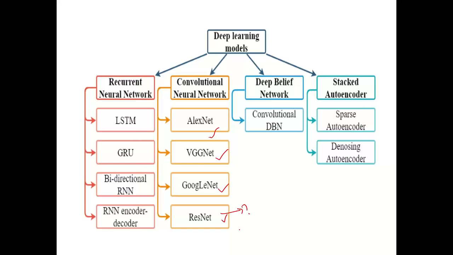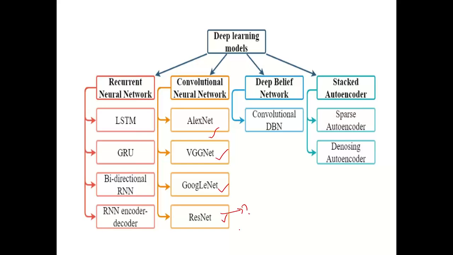Then deep belief network is there. Stacked autoencoder is there. So these are basically deep learning models, and it is not like a convolutional neural network and recurrent neural network are both used for the same type of application. I already told you there are a lot of applications. Deep learning is everywhere.